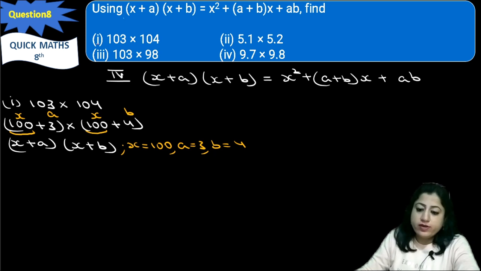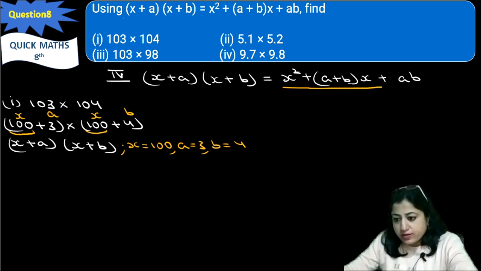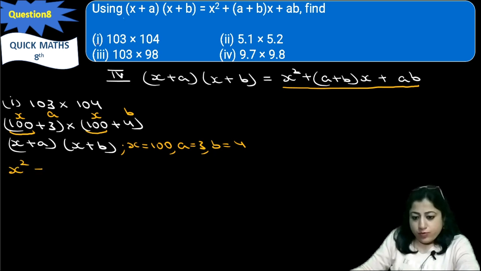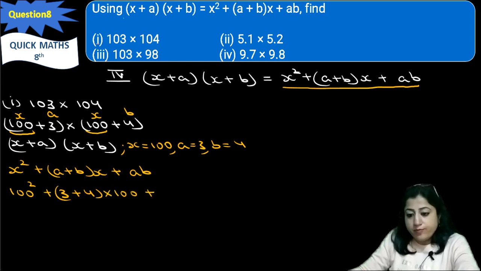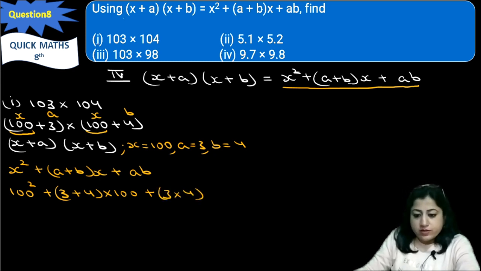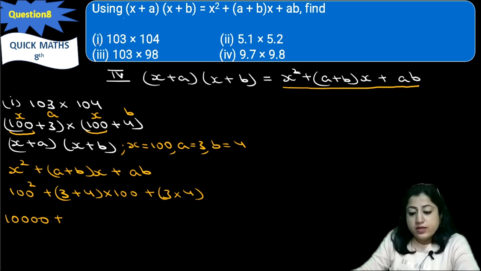So we can write here x is 100, a is 3 and b is 4. Now just put the values on the right hand side. Right hand side means this is the answer. So this is the solution: x is 100, so 100 square plus (a plus b) times x, where a plus b means 3 plus 4, and x is 100, plus a multiply b, 3 multiply 4. So 100 square is 10000, plus 3 plus 4, it is 7. 7 multiply 100 is 700, plus 3 times 4 is 12.